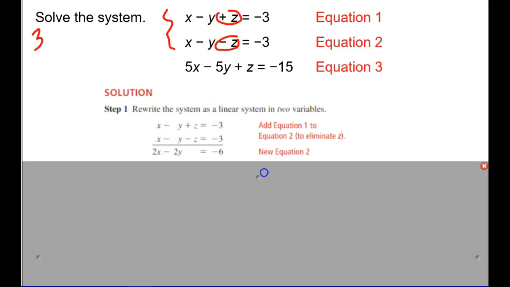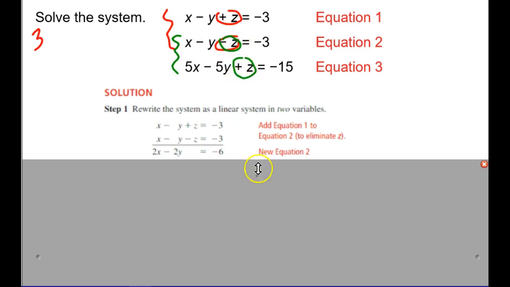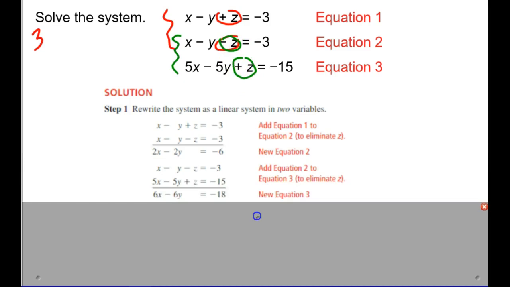Okay, so I have to do that again. Well, again, I'm going to use, for the second one, these two, because again, I have a negative z and a positive z, so my z's will still go away when I add these two equations together. So that'll be a little more simple. Again, I can add my x's and my y's and end up with a constant. So those are my two new equations.